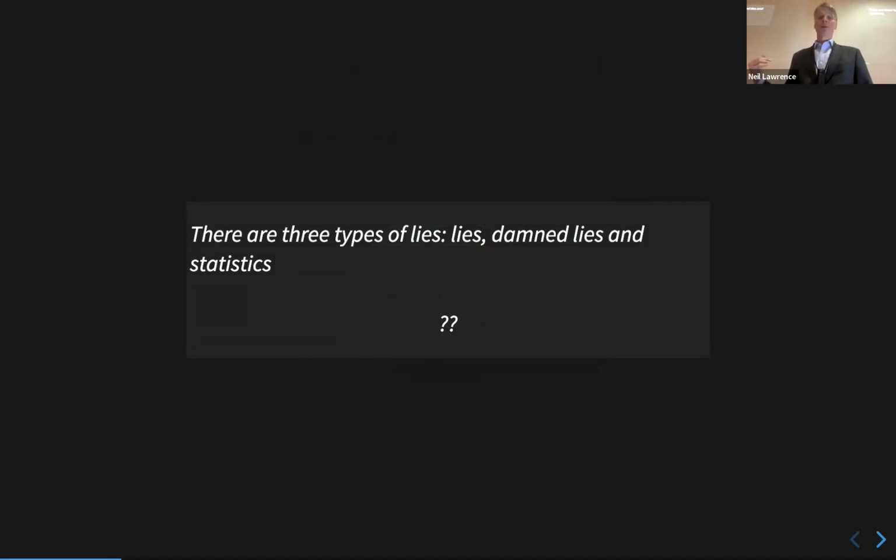Now, this quote, does anyone know who said it? It's apocryphally associated with several people. Three types of lies: lies, damn lies, and statistics. Who apocryphally said that?